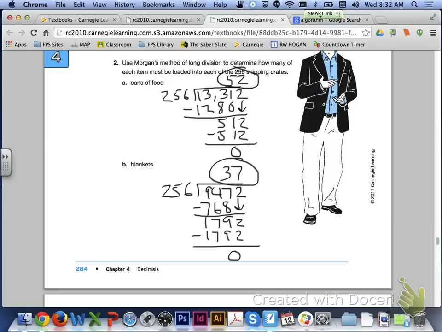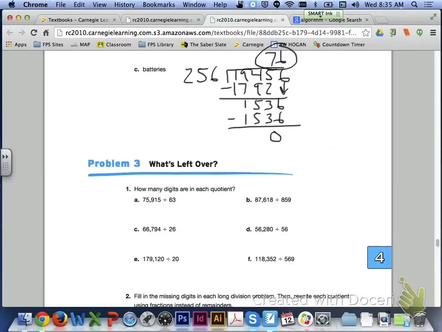If we take a look at letter A, when we use Morgan's method of long division, we end up with 52 cans of food. When we take a look at letter B, we end up with 37 blankets. And finally, if we take a look at letter C using Morgan's method, we would need 76 batteries for each shipping crate.